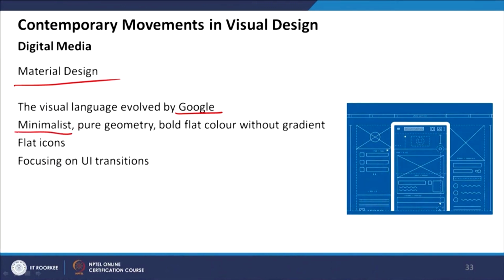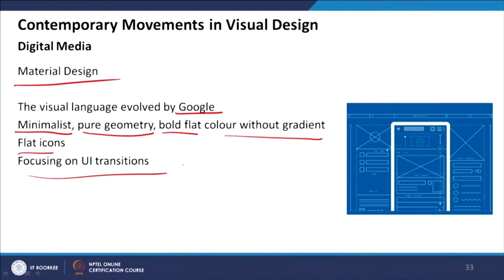So this is minimalist in nature: pure geometry, bold and flat color without gradient, and flat icons. In skeuomorphism we have seen beveled icons and drop shadows, and here there are drop shadows but in a very different way, and bold flat colors are there. There, the colors were selected based on the material, so texture was more important than colors, and here different flat vibrant colors are more important. Material design focuses on the UI transition, so a lot of different UI transitions are there.